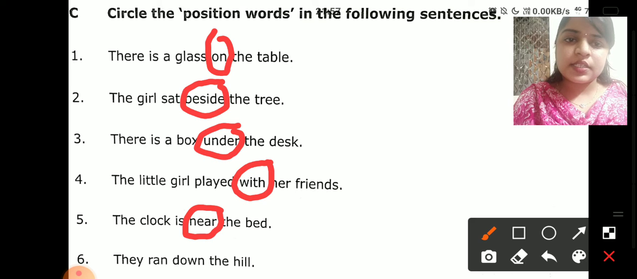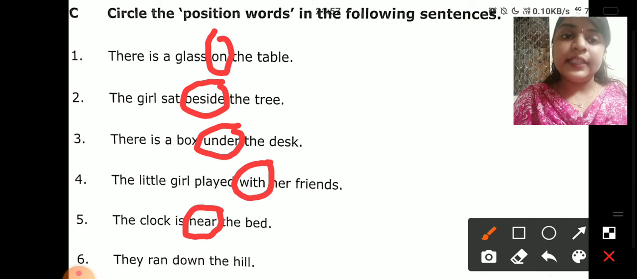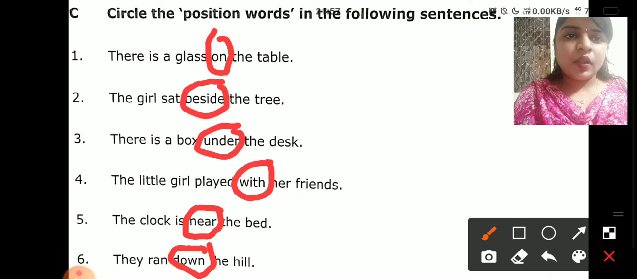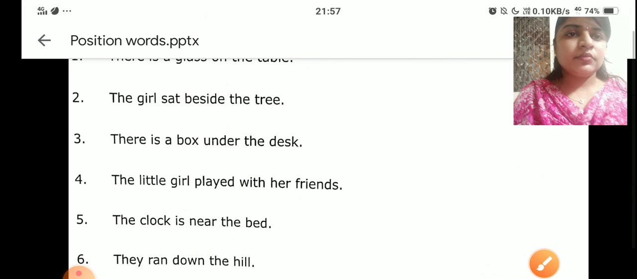Number 6. They ran down the hill. Again I repeat, they ran down the hill. So here what is the position word? Down. So you need to circle with me. Circle it. Down. Okay, children. Over, everyone. Good. Next.